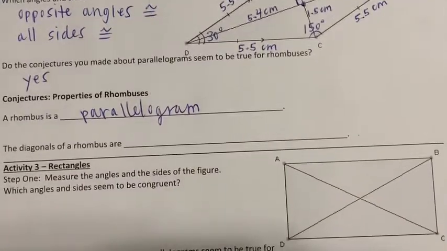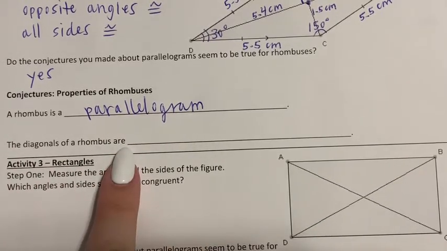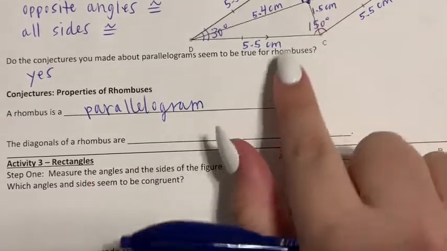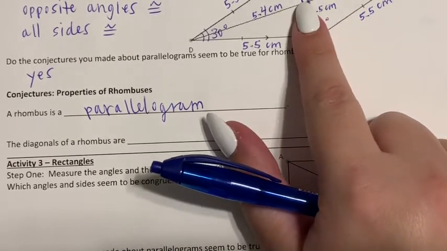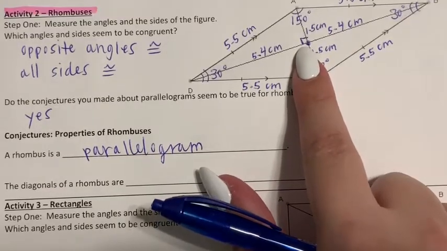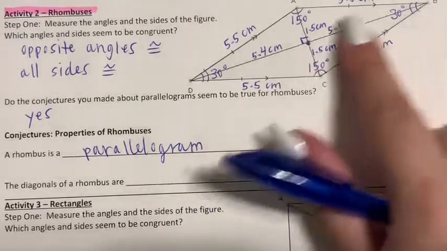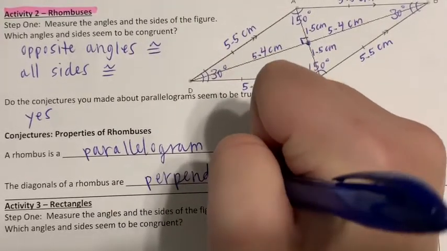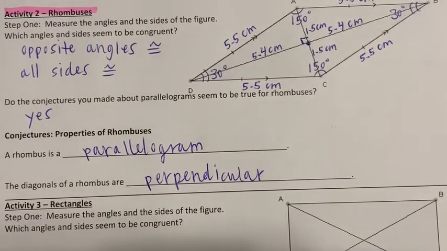A rhombus is a parallelogram. And the other conjecture says that the diagonals of a rhombus are perpendicular. Right here I measured each of these angles actually, and all 4 of these angles here where the diagonals meet are 90 degrees. So that's why I put a square tick mark. So if all 4 of these angles are 90 degrees, that is showing that our 2 diagonals are perpendicular.